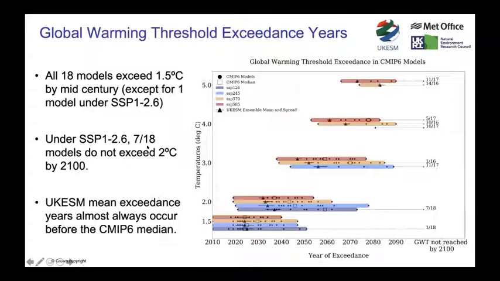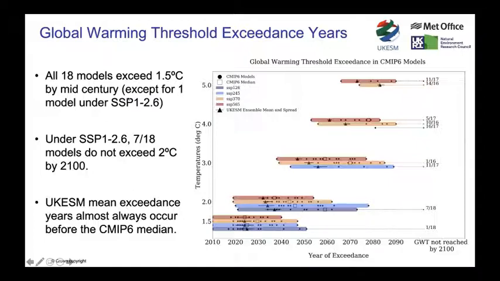So this is an illustration of different exceedance years for different temperature thresholds. On the y-axis are the temperature thresholds, 1.5, 3, 4, and 5. That's basically changes when compared to the 1850 to 1900 mean. And on the x-axis are the years of exceedance.